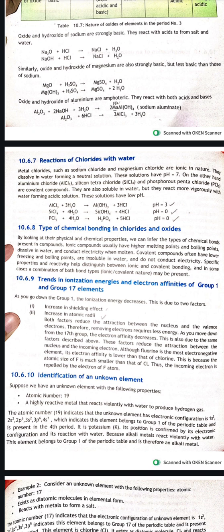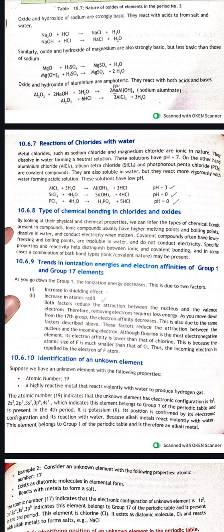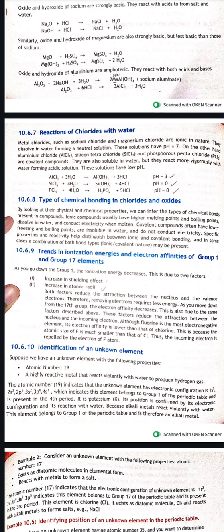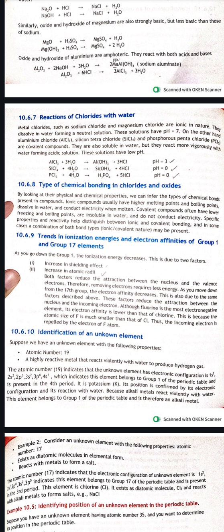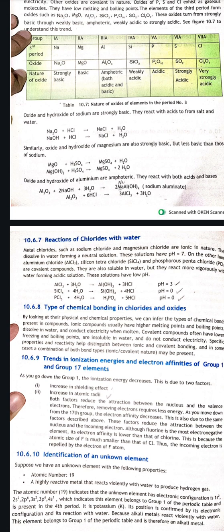Oxides and hydroxides of sodium are strongly basic. They react with acids to form salts, like Na2O plus HCl gives us NaCl, and NaOH plus HCl gives NaCl. Similarly, oxides and hydroxides of magnesium are basic but less basic than those of sodium, like we have in the chart.